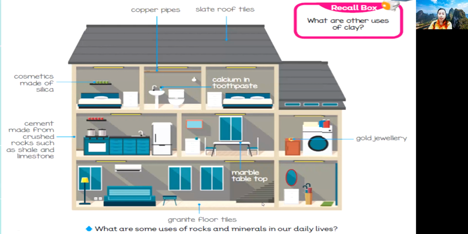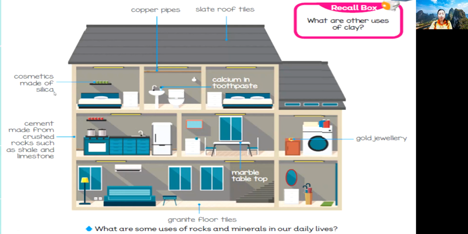Now let's look inside our house. There are a lot of things that are uses of rocks and minerals, or materials for the different objects around our houses. From our bedroom to our living room, in our bedroom, the cosmetics are made of silica. All the beauty products that we are using, like the makeup, the lipstick, or the cream that we use for our faces, are made from silica.